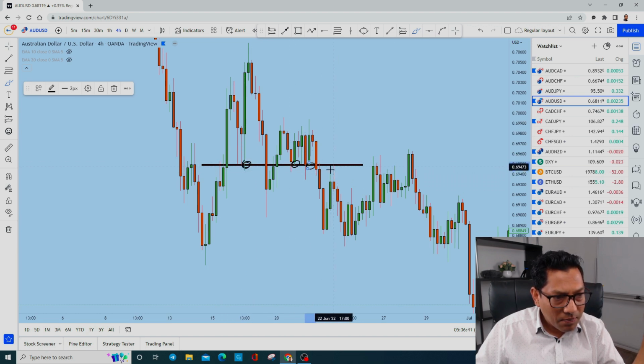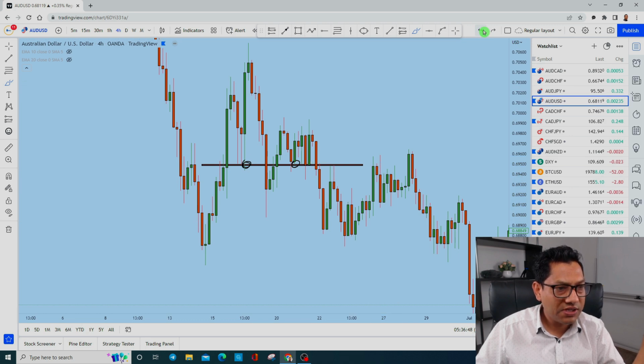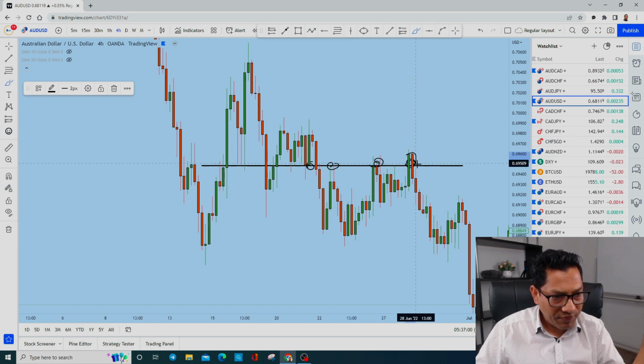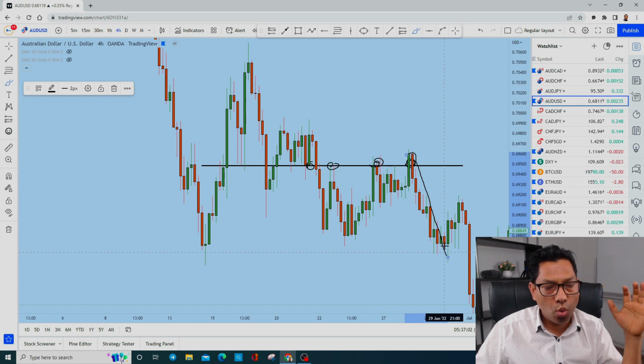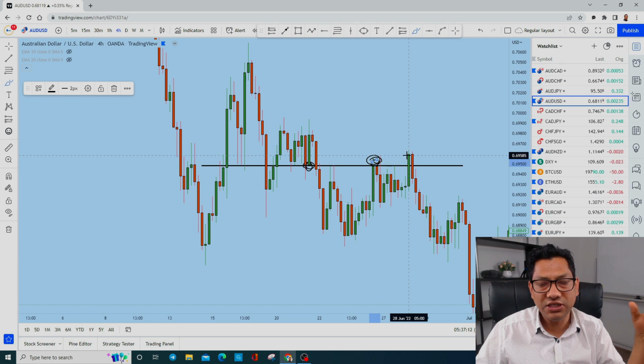Now this same level acted as a resistance here and also acted as a resistance here, okay? Multiple times we have seen that previous support zone acted as a resistance in this downtrend. This support acted as a resistance a couple of times, we have seen multiple retests, and then another move. So once you find the previous swing low, this support tested as a resistance, this is where we will be entering a sell position.